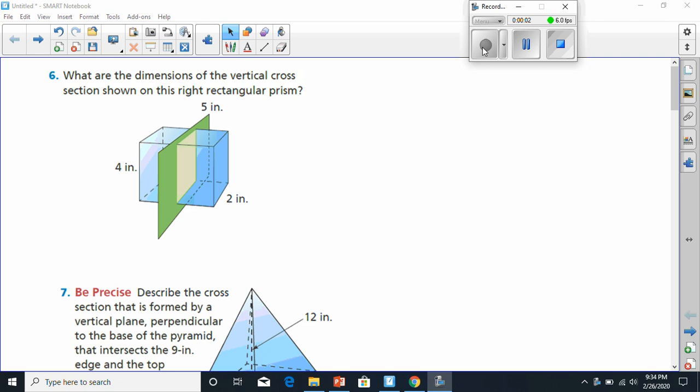Today we're going to be describing cross sections. I'm going to be doing the even ones. You got the odd ones.